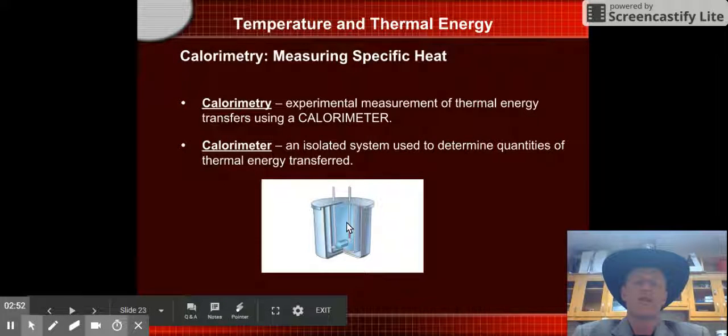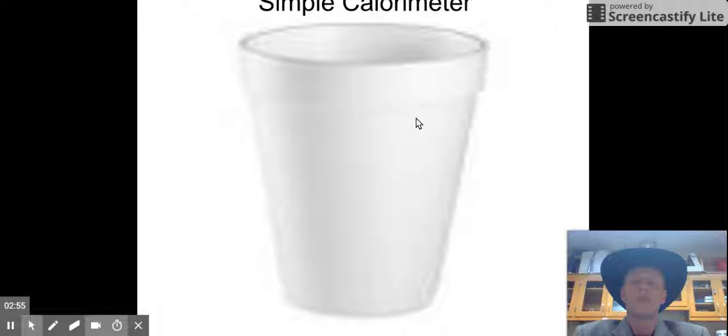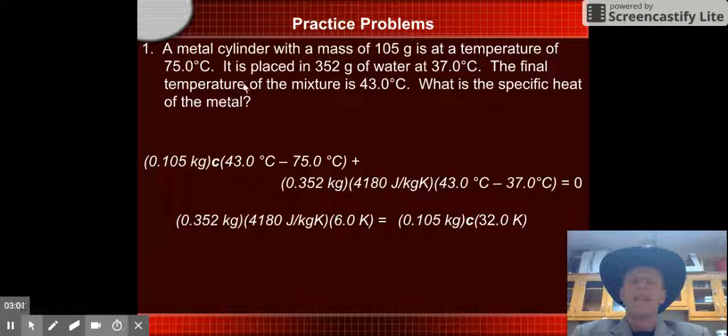This is a pretty sophisticated looking calorimeter. We use little simpler ones in the classroom. We use styrofoam cups, get similar results. But anyhow, let's look at a problem. Let's take, for example, a metal cylinder with a mass of 105 grams, and it's at a pretty warm temperature, and it's placed in water that's cooler. So you got a hot metal cylinder placed in the cooler water. And they stir it for a little bit and find out the final temperature of the mixture is 43. And now the question asks, what is the specific heat of the metal? Well, if this is the metal's data, the mass of the metal is 0.105 kilograms, 105 grams.